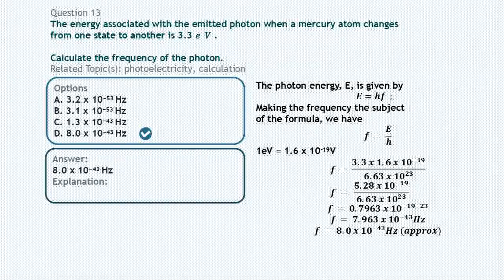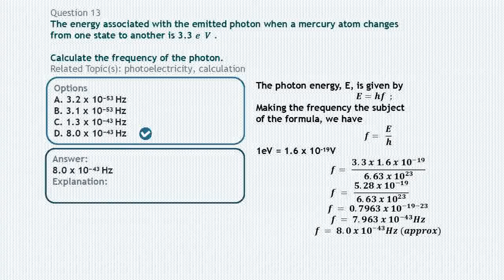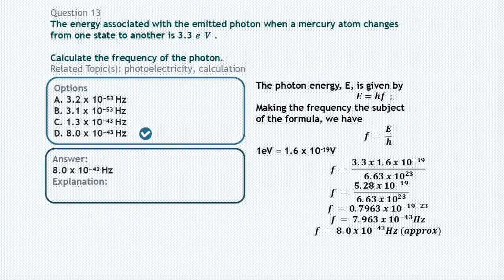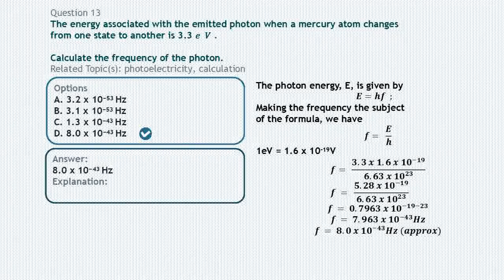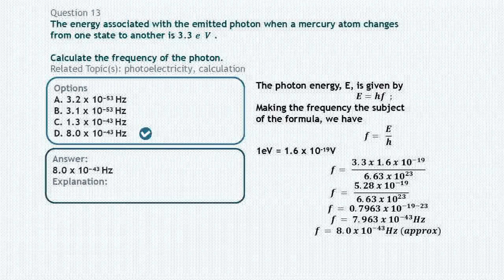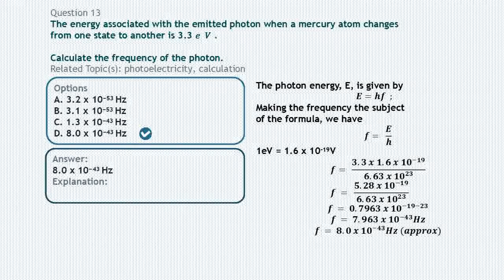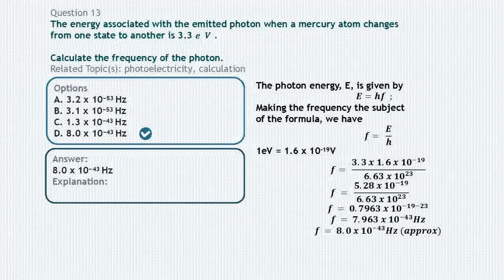Then we divide: 5.28 divided by 6.63 gives 0.7963. Multiplied by, we use the law of indices on what we have here: 10 raised to the power minus 19 divided by 10 raised to the power 34. If I have 10 raised to the power x divided by 10 raised to the power y, using the law of indices that will be equal to 10 raised to the power x minus y.